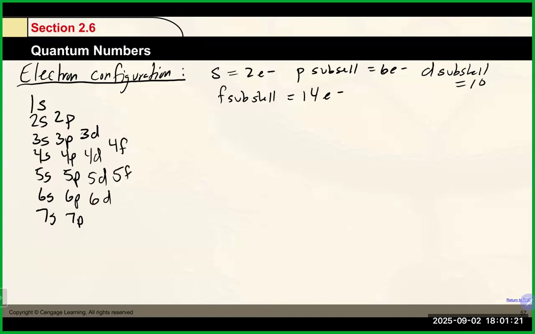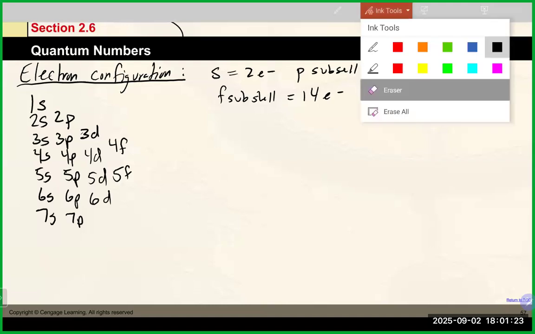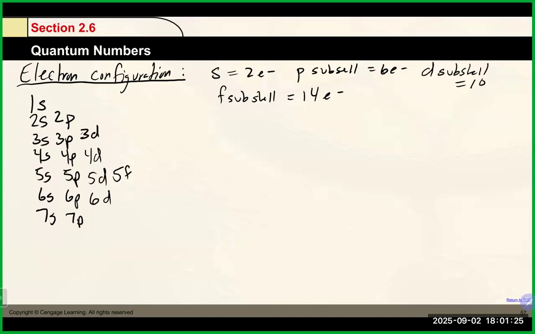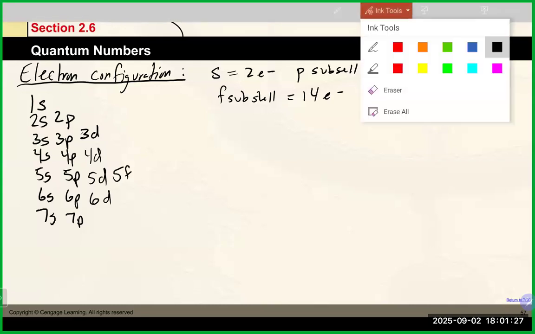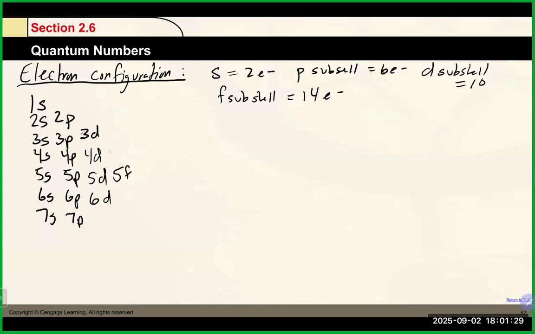I'm actually just going to drop my 4f down just a little bit there. I think I made it a little too high. And now what you have is essentially the order at which electrons go into the atom that you created.